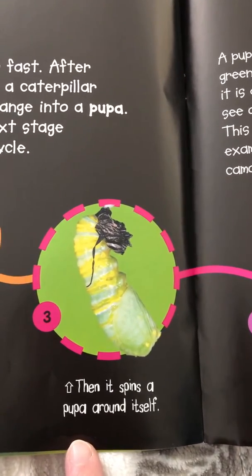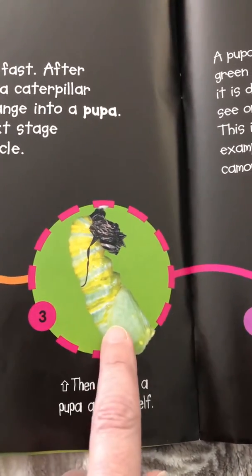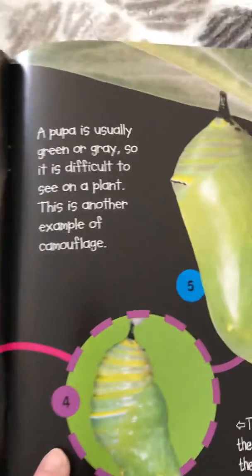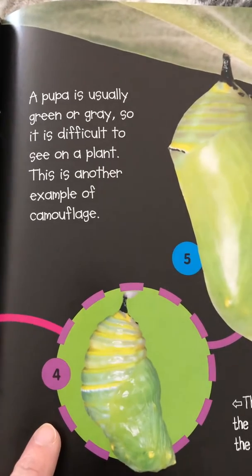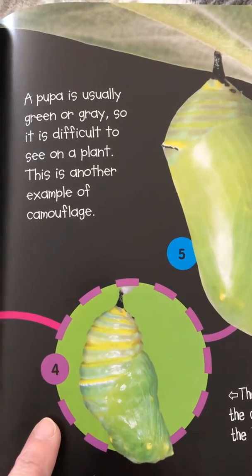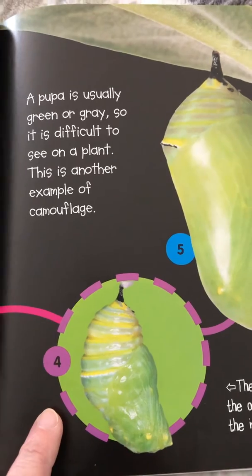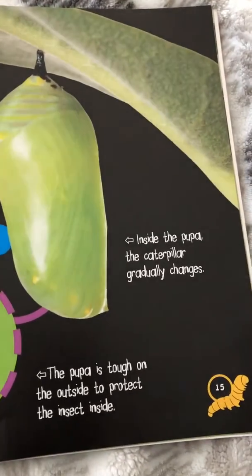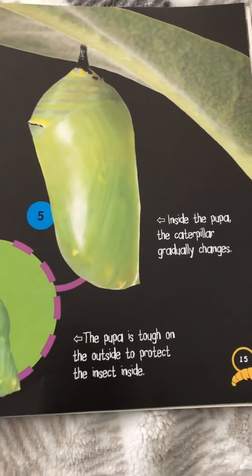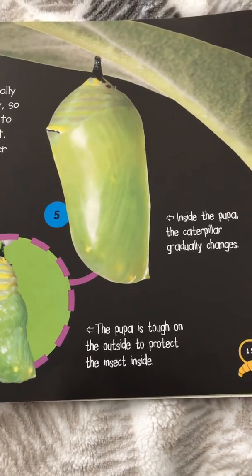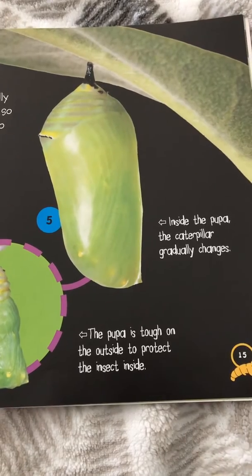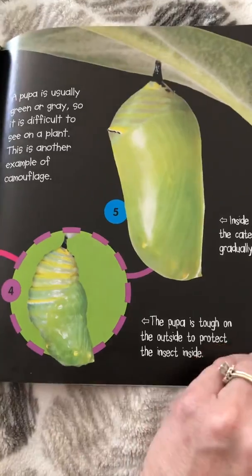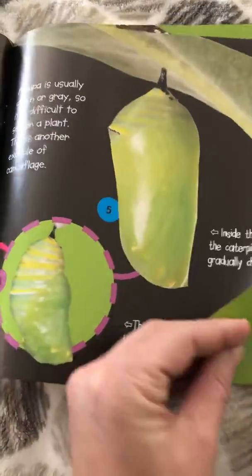Then it spins a pupa around itself. It's kind of like how a spider makes a web, but it's making a chrysalis. A pupa is usually green or gray, so it's difficult to see on a plant. This is another example of camouflage. That way other animals won't eat it. The pupa is tough on the outside to protect the inside. Inside the pupa, the caterpillar gradually changes. So we can't see it changing because it's inside the pupa, but it is. It's growing wings.